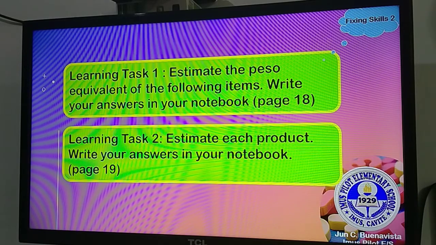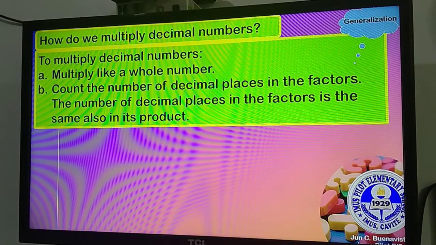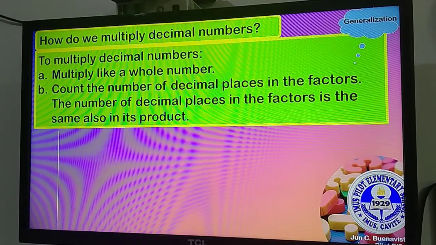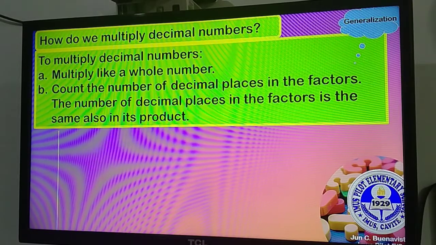Okay? So if you are done, how do we multiply decimal numbers? Paano daw tayo mag-multiply ng decimal numbers? Okay, to multiply decimal numbers, first, multiply like a whole number. Tandaan natin, i-multiply lang natin siya parang whole number. Then, after we multiply, count the number of decimal places in the factors. Bilangin lang natin ang number of decimal places. The number of decimal places in the factors is the same also in each product. So, kung 5 ang nasa factors, 5 din ang dapat ang decimal places na nasa product. Ganun lang kasimple mag-multiply ng decimal numbers.